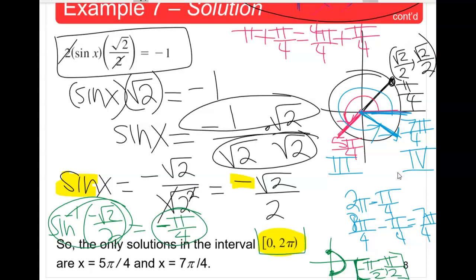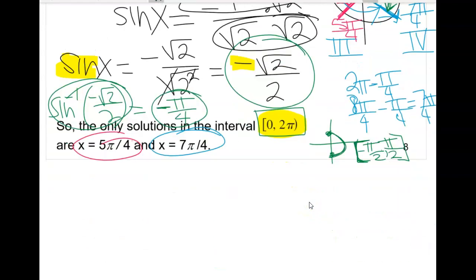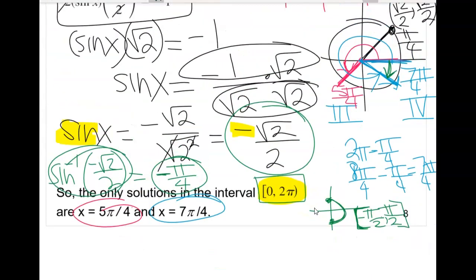However, the question is asking us to find the solutions in the interval 0 to 2 pi. So instead of using negative pi over 4, we have to think what positive angles that are greater than 0 and less than 2 pi will give us sine is equal to negative square root of 2 over 2. And so that's what we have here, the solutions, 5 pi over 4 and 7 pi over 4. And so another reason why you need to learn the unit circle and how to manipulate it.